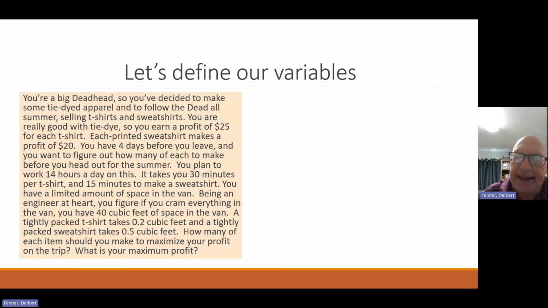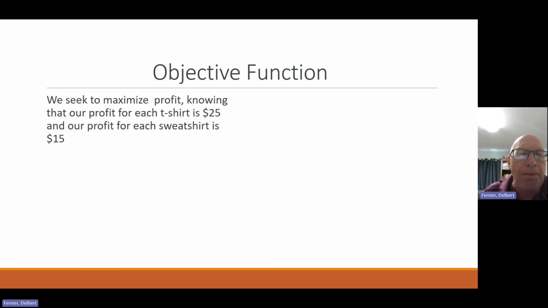Again, a lot of words in the text box. Let's see what we can pull out. For our purposes in this example, we'll let X represent the number of t-shirts sold and Y represent the number of sweatshirts. So we have two things to identify, and now we have to figure out what in the problem constrains us as we get ready to load up our VW van and head out with the Dead. Okay, objective function time: we want to maximize our profit.